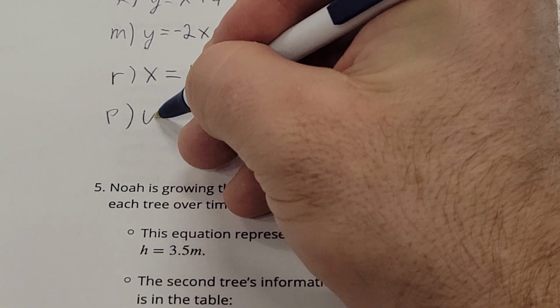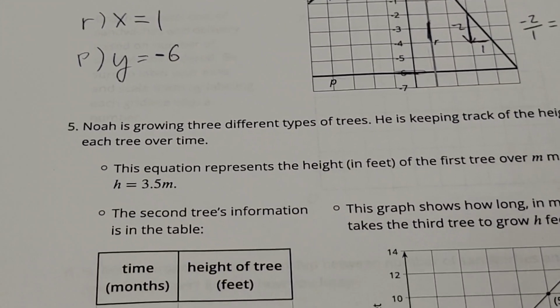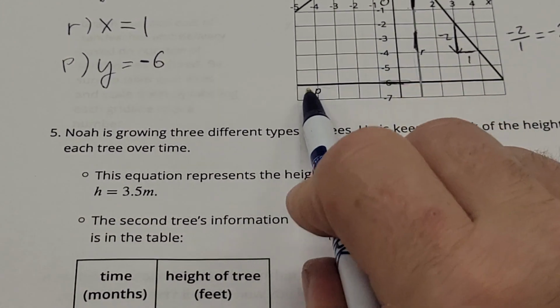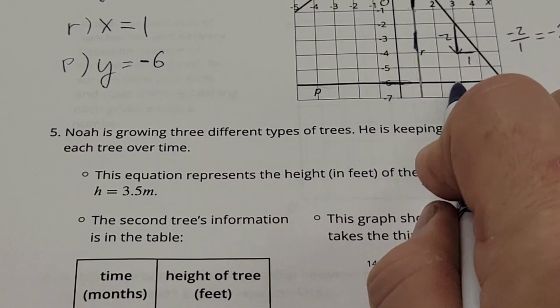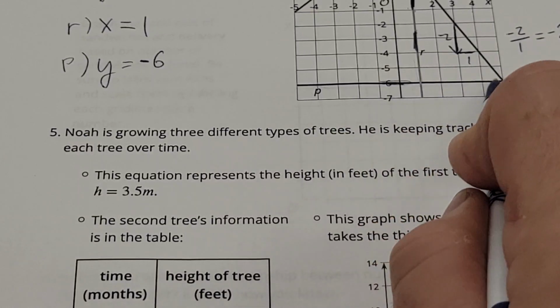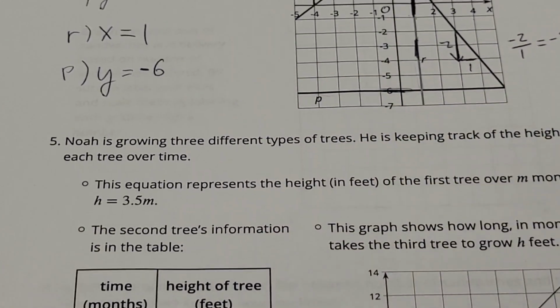So where it hits y is -6. And y equals -6 is true anywhere I look. Right here, y equals -6. Right here, y equals -6. Anywhere on that line, y equals -6. So that is my equation for that.